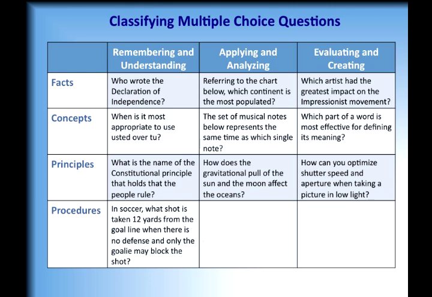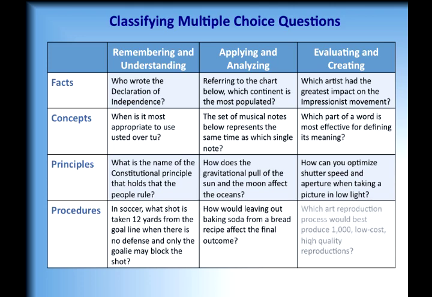On the procedures level, the student must remember a particular soccer shot. This requires the student to analyze the effect of an ingredient in the baking process. And this question requires a student to evaluate popular reproductions such as giclées, lithographs, and serigraphs, and create a solution for the need.